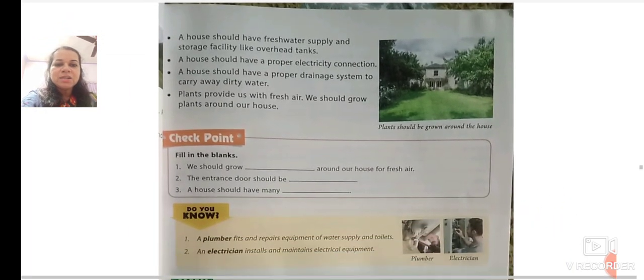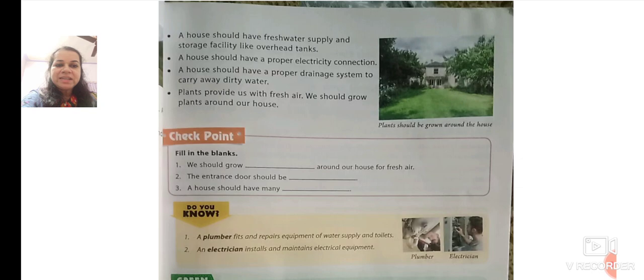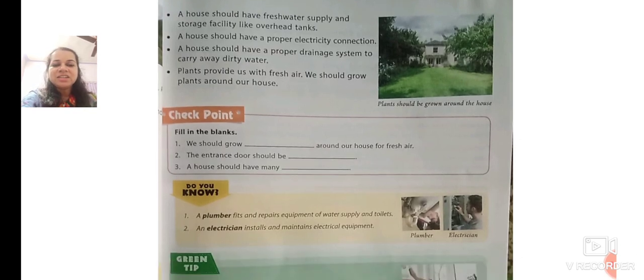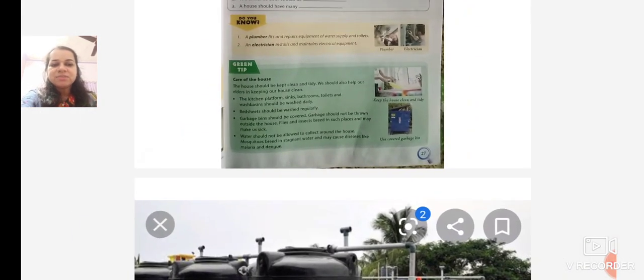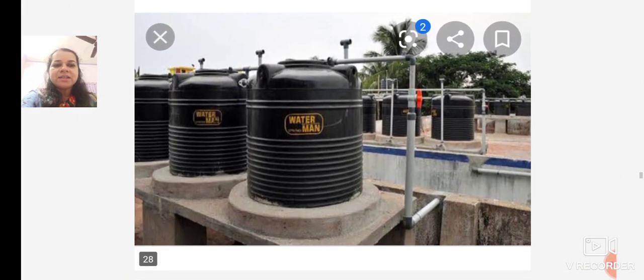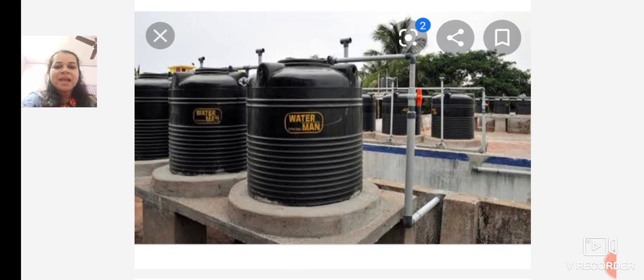Now we will see the images: what are overhead tanks, what is proper electricity, and the drainage system images. We will see all these images. See, these are the overhead tanks which are placed on the roof or on the terrace. These are the overhead tanks.